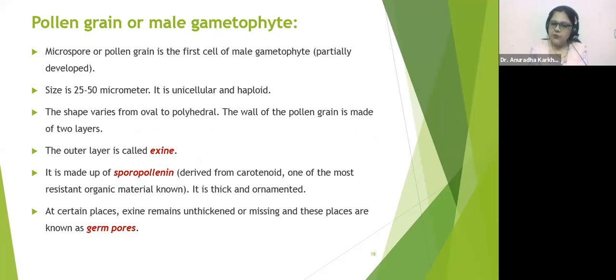P-H-Y-T-E means holding. The one which holds the gametes, the one which makes the gametes, we call it a gametophyte. So sporophyte, the one which is going to hold the spores. Gametophyte, the one which is going to hold the gametes.